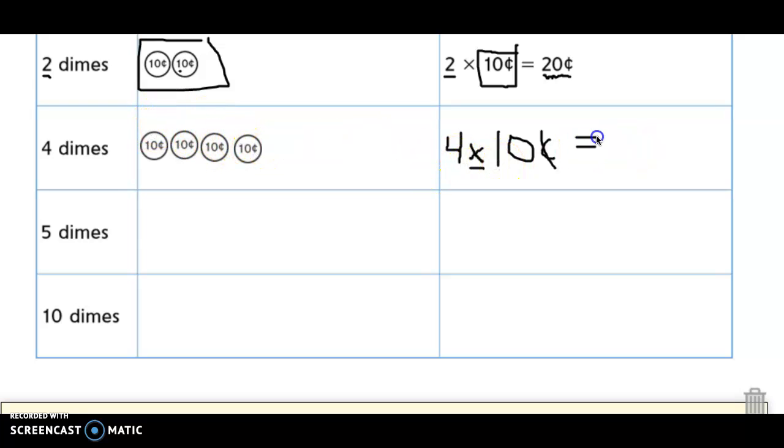How much does that equal? Well, we know how to skip count by tens. Count with me, 3rd graders. 10, 20, 30, 40. My answer, is it just 40? Nope. Remember, we need the label. 40 cents. Okay, you guys do 5 dimes and 10 dimes all by yourself. Put me on pause till you have that done. Unpause me and we'll go on to number 2 at the bottom.